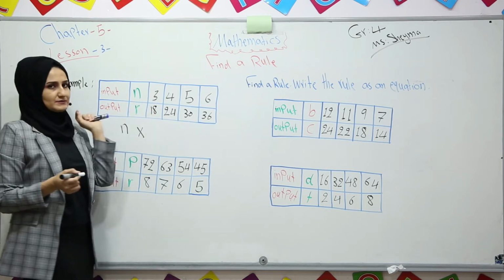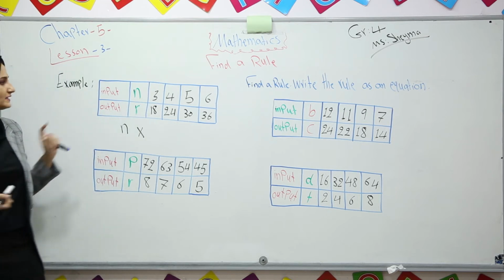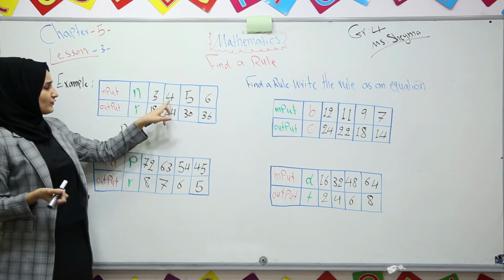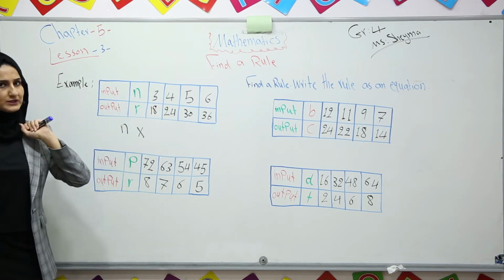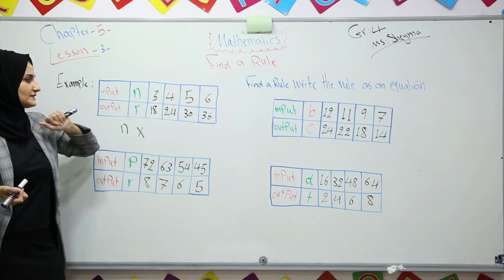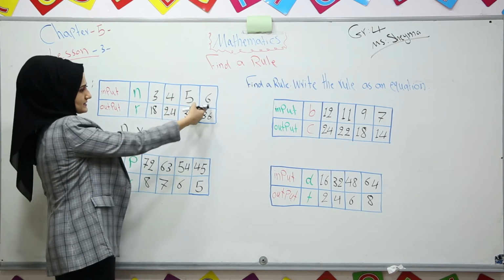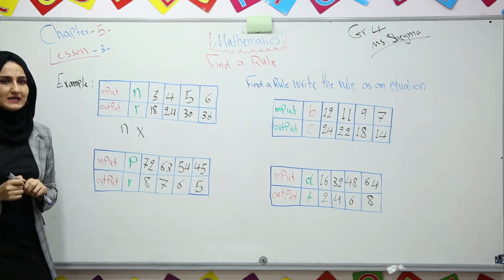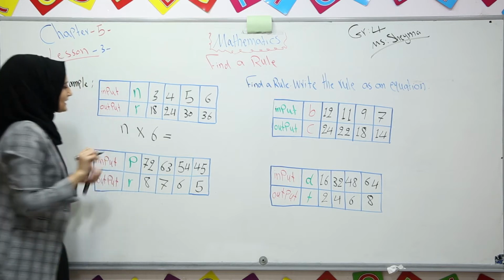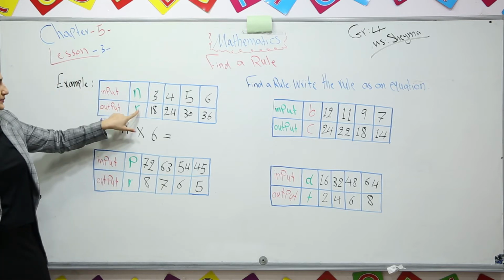I think 3 times 6 is equal to 18. Yeah, that's right. 4 times 6 is equal to 24. That's right again. 5 times 6 is equal to 30. That's right again. 6 times 6 is equal to 36. So N times 6 is equal to the output number, which is represented by R.